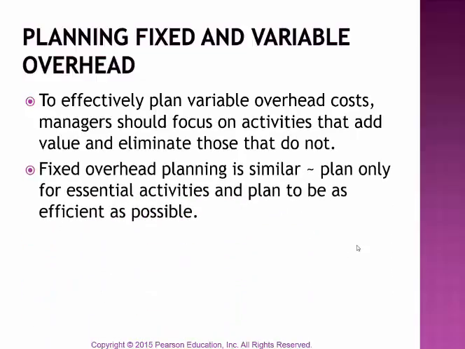Fixed overhead planning is similar. We need to plan only for essential activities, essential capacity, and plan to be as efficient as possible. If we don't need a lot of square footage, then we don't need to buy a lot of square footage. If we don't need a lot of machine capacity, then why buy the extra large version of that machine? Why not buy the medium version of that machine? So we have to be very, very selective in our planning process in regards to these overhead type items.